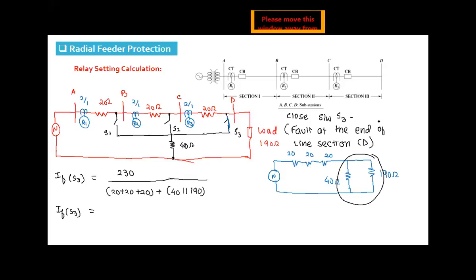It is 230 by 60 plus parallel combination of 40 and 190. It is 40 into 190 by 40 plus 190. How much current you get? Correct, Chirag. Correct, Pratik.